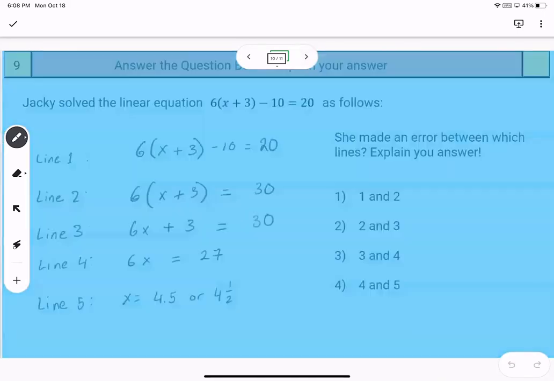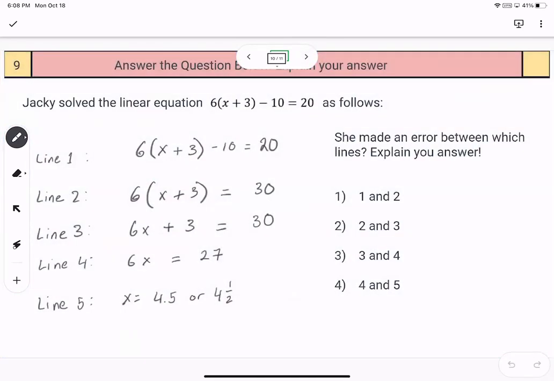Number 9, we'll have 2 more questions. Number 9, okay, Jackie solved linear equation 6 times (x + 3) minus 10 equals 20. So she made an error between which lines?